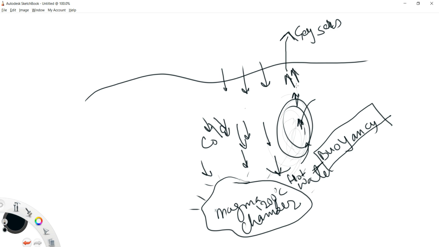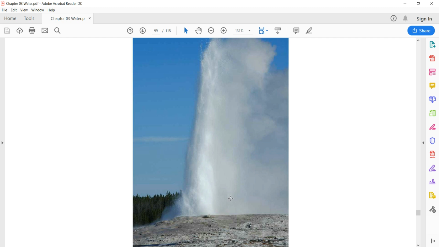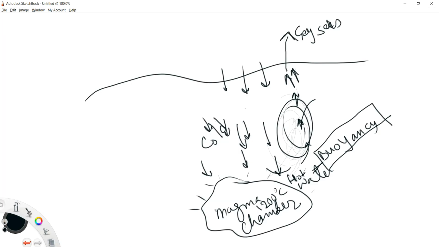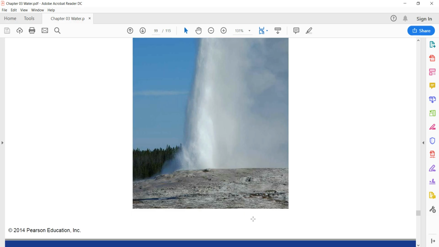So it is not a continuous release of water, but it happens intermittently after some time, say 15 minutes, depending on how long it takes to heat this water enough so that it can be released with full force on the surface. So that is what a geyser is.